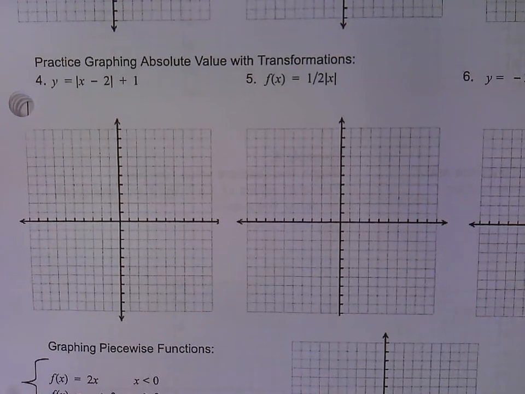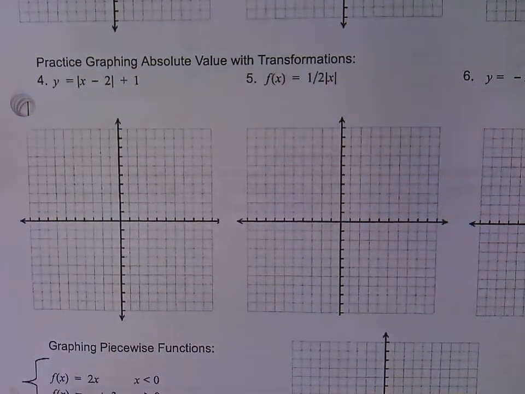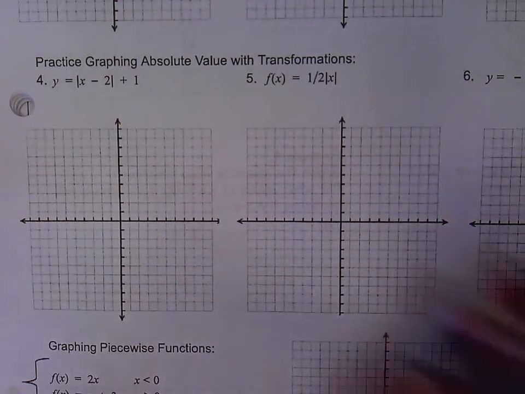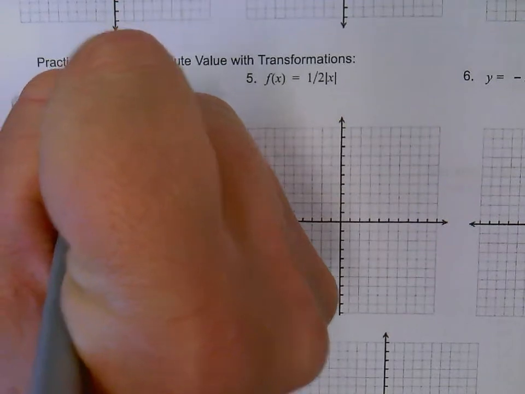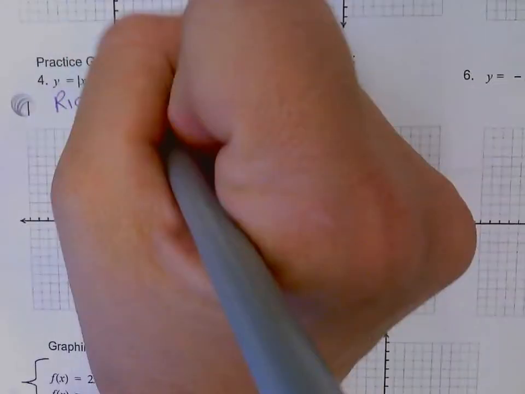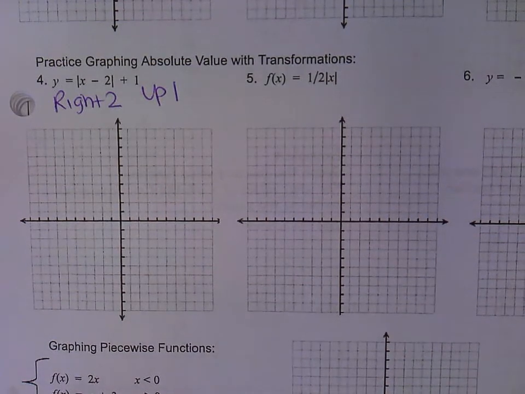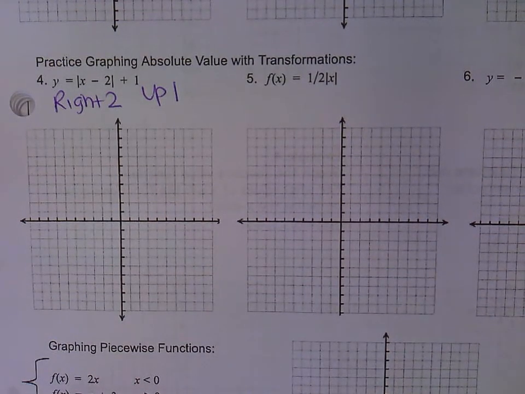What are my transformations on number 4? There's 2 things happening. What does the minus 2 do? Shifts it to the right. Right 2. What does the plus 1 do? Up 1. So if you want to draw the parent function in and then shift all the points, but the parent function for absolute value is easy, right?